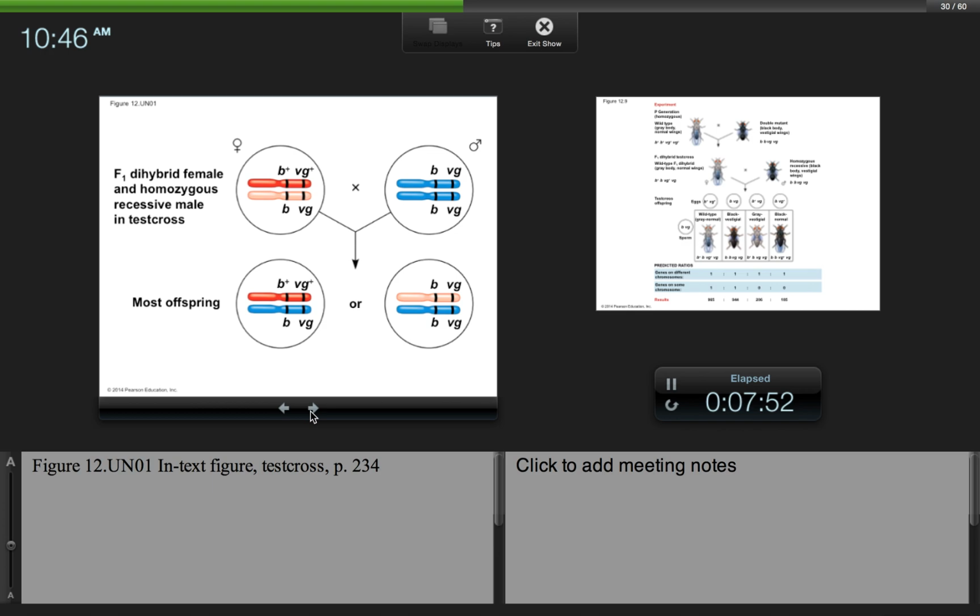So not only were they on the same chromosome, they had to be close together on the same chromosome, because remember, if they are far apart, then the chromosomes are going to cross over. So those alleles most likely will be separated at least 50% of the time.